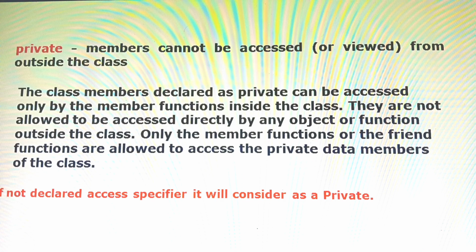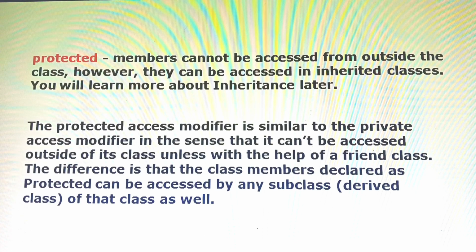Okay. Then one more point is there. If we do not declare the access specifier, it will be considered as private. If we do not use protected or public, then it will be considered as private.